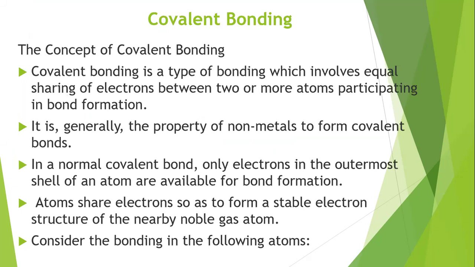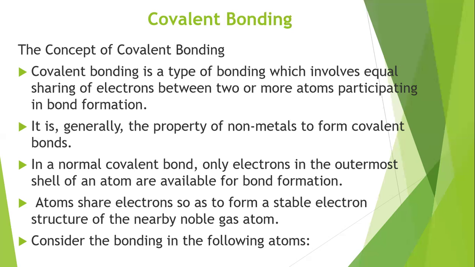Covalent bonding is the type of bonding which involves equal sharing of the electrons between two or more atoms that participate in the bond formation. It is generally the property of nonmetals to form covalent bonding. So covalent bonding is mostly for the nonmetals.